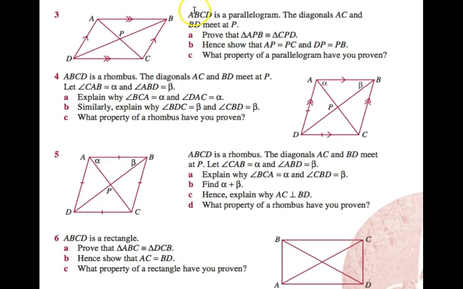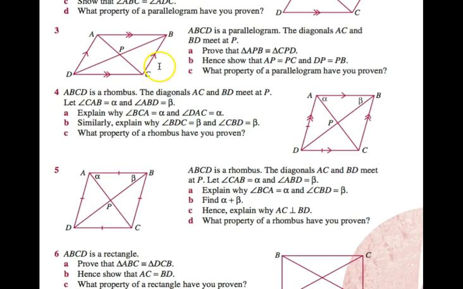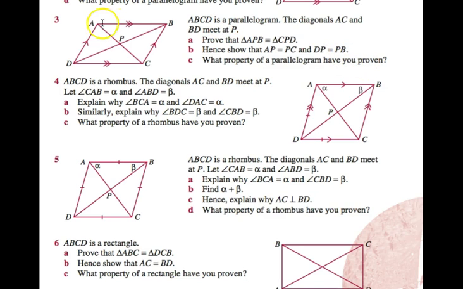In question 3, it says ABCD is a parallelogram. Again, you can only assume that AB is parallel to DC and AD is parallel to BC. Okay, you are not to assume that AB equals DC or AD equals BC. You're asked to prove now that the two smaller triangles, so this triangle and this one, are congruent. Then you're going to be showing that certain lengths, that AP equals PC and DP equals PB. Basically, you're showing that they're equal, and you'll have to say what property you've shown. Obviously, you're showing something about the diagonals bisecting in part C.